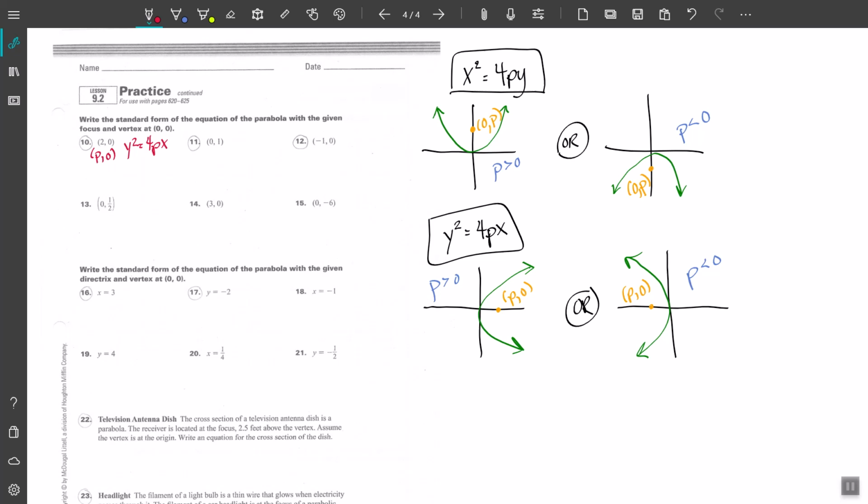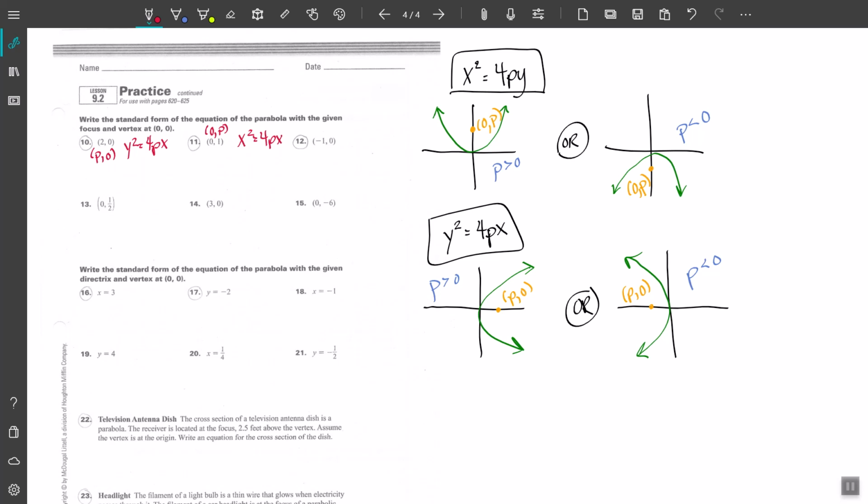All right, let's do that again with 11, and then we'll come back and actually solve these. In number 11, I can see that my p-value was 1. That means my focus in this particular problem is on the y-axis. It's either opening up or down. We don't know the direction yet, but we'll talk about that in just a moment. Because of that, I know I'm going to use this equation right here.